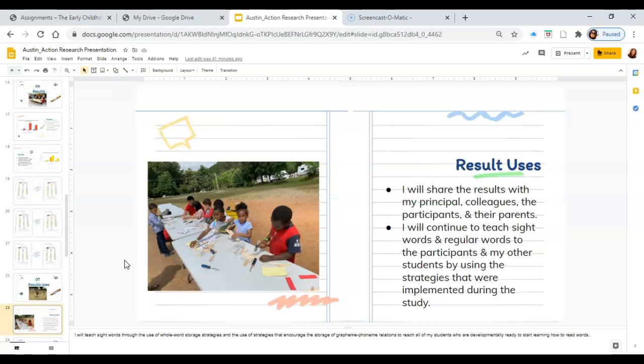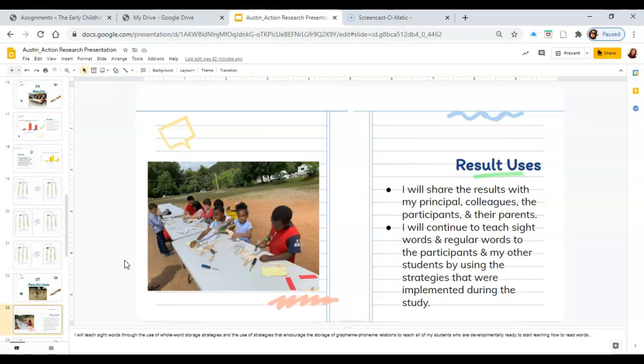Our result uses: I plan on sharing my results with my principal, my colleagues, the participants, and their parents. When I was testing them during their pre and post, I usually give them that data right away. I like to tell my students, hey, 20 sight words, so that they know their data and they know what they need to work on. I will continue to teach sight words and regular words to the participants and my other students by using these strategies that were implemented during the study.